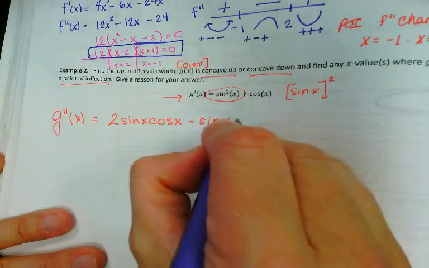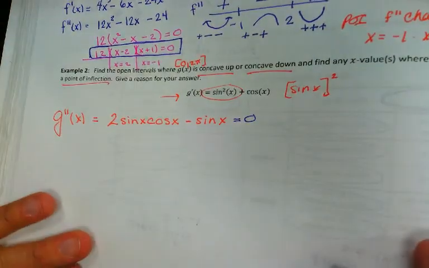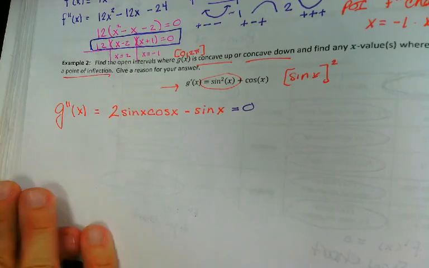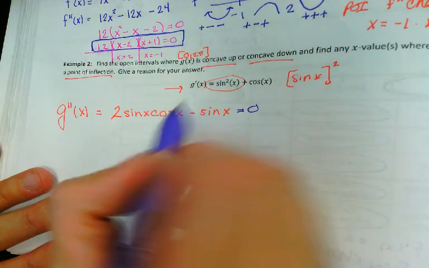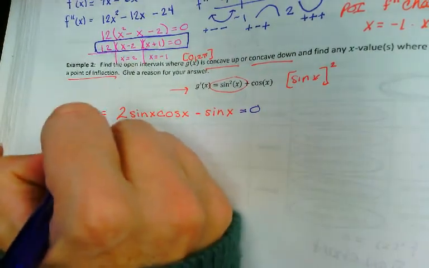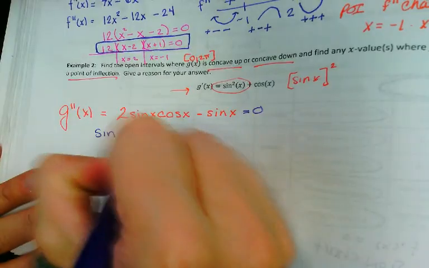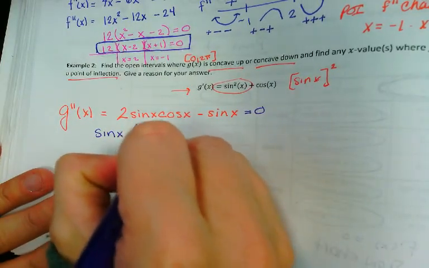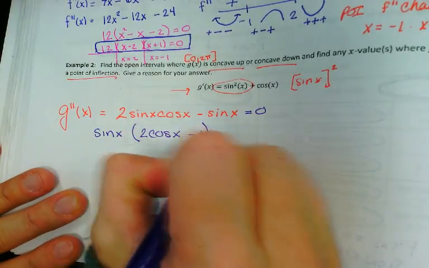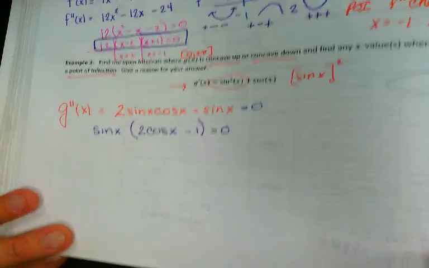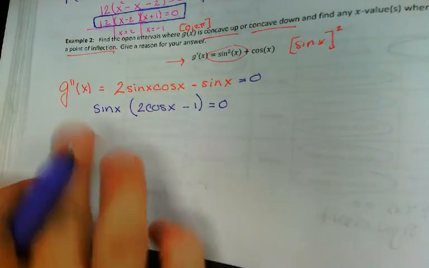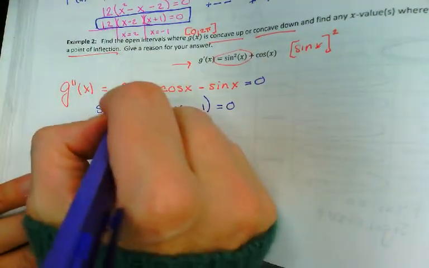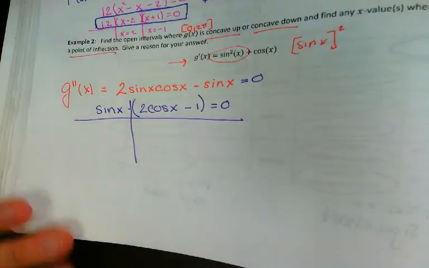All right, so I'm setting my second derivative equal to 0. What should I be looking for next? What do you notice they have? GCF. I can pull out a sine, and then I'm left with 2 cos x minus 1. Okay, these are factors, right? It says times. Any place I have a times, I have factors.